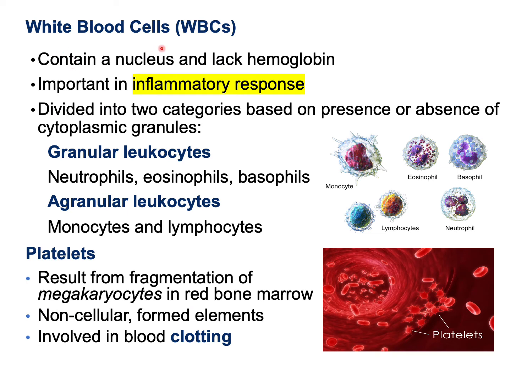Next, we have the white blood cells. White blood cells contain a nucleus and lack hemoglobin. They are important in the inflammatory response. They are divided into two categories, based on the presence or the absence of cytoplasmic granules. We have the granular leukocytes and also the agranular leukocytes.